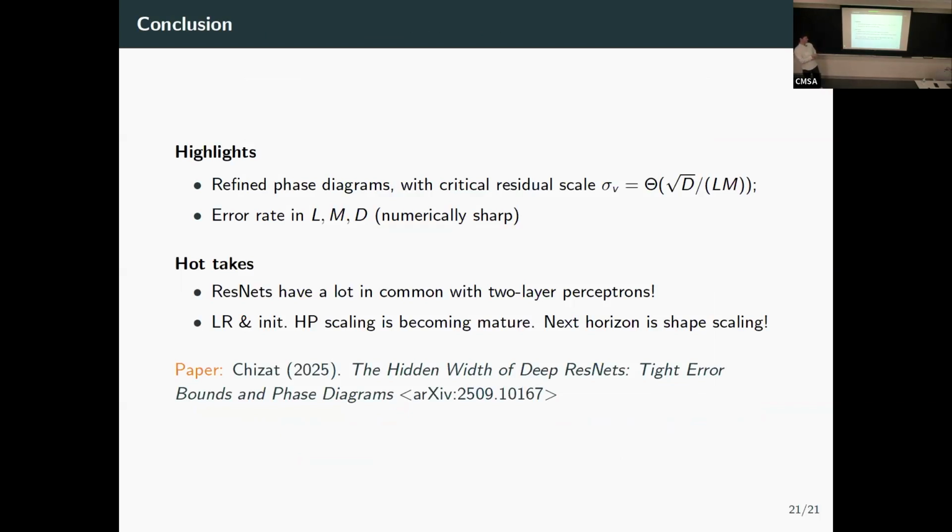And also, I think this shape scaling that I've shown is just a first step, and I think it's a rich area for research in the future. Okay, so that will be all for me.